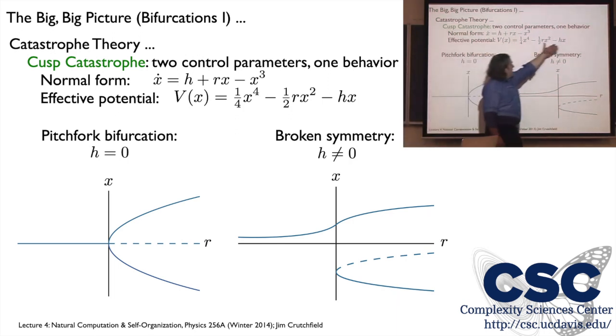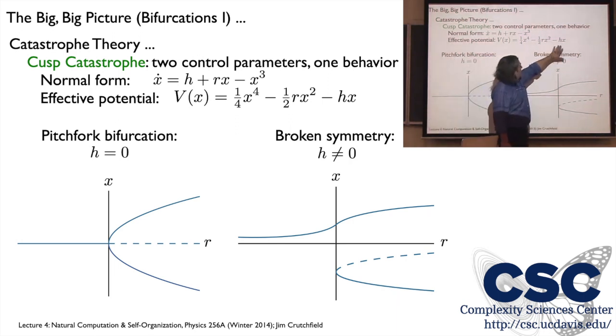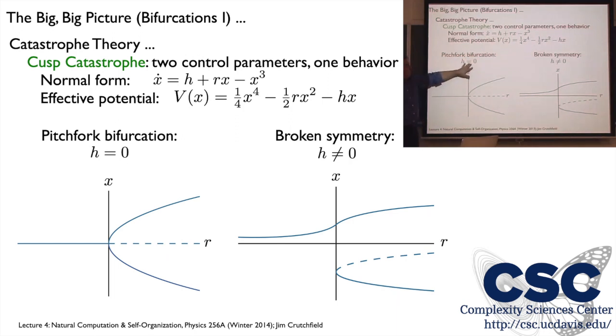And we could also think of this as being some kind of potential, where, in physics terminology, this would be an external field. But the analogy breaks down. It's not that good for phase transitions. Anyway, we already did all this, right? With H equal to zero, that is the pitchfork bifurcation.